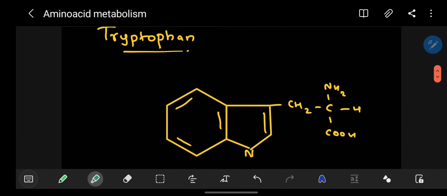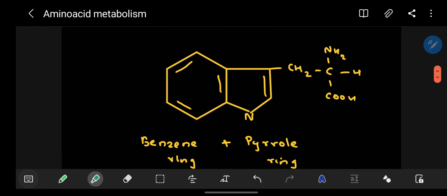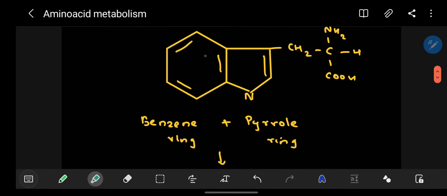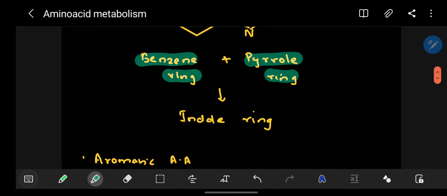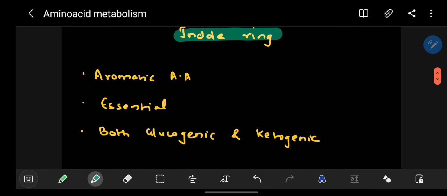The next one is the aromatic amino acid tryptophan. So here you can see this is a tryptophan molecule and it is having a benzene ring and a pyrrole ring. These two are together called the indole ring. So you can see it is having a benzene group, right? So it is an aromatic amino acid.